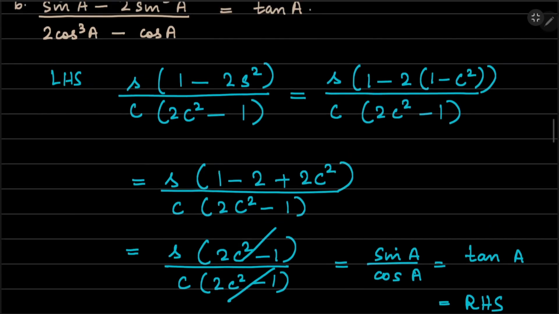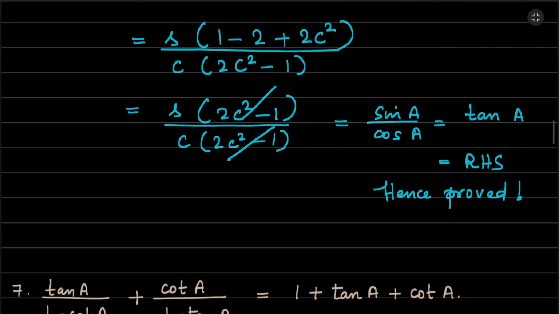For my own simplicity, I always abbreviate sine as S, cos as C, and tan as T, so that it is in terms of variables and not written out everywhere. But when you are doing it, you can write it entirely. Right, let's move on to the next question.